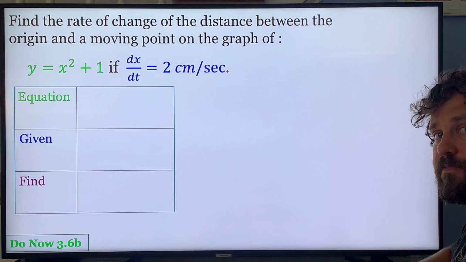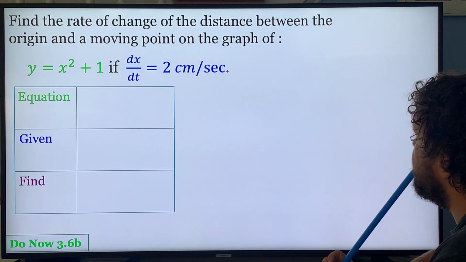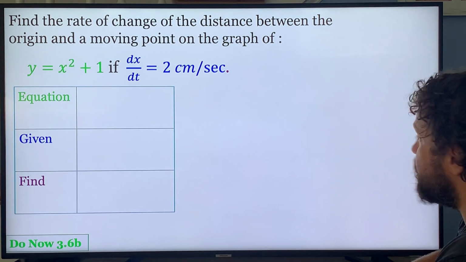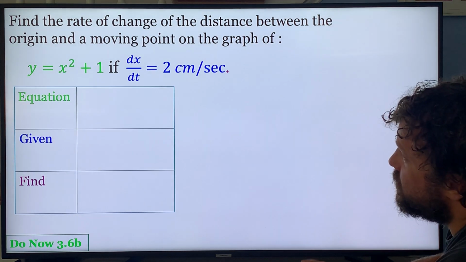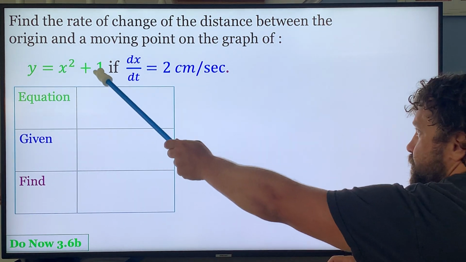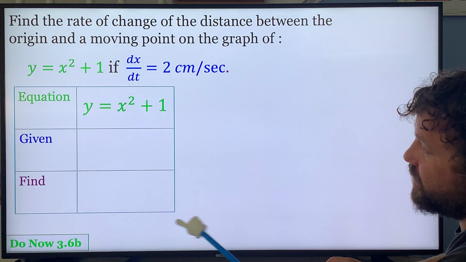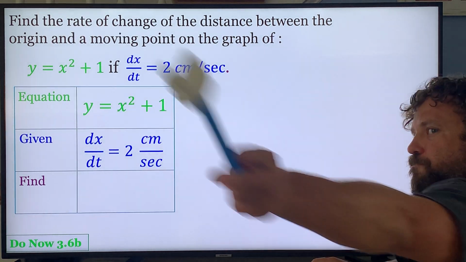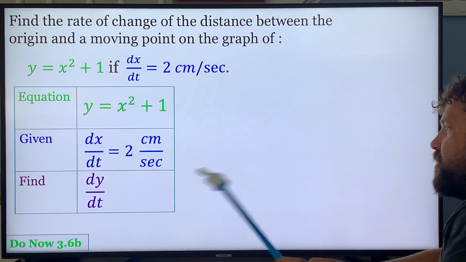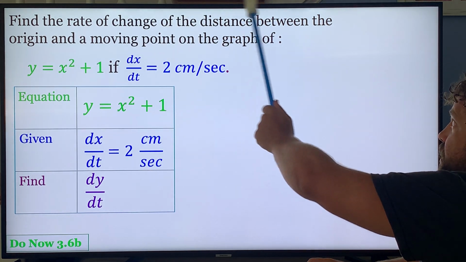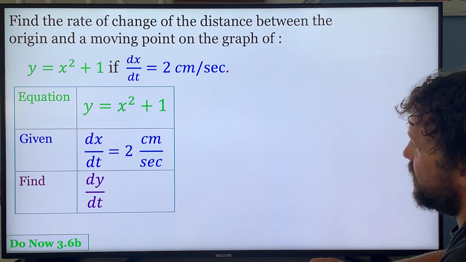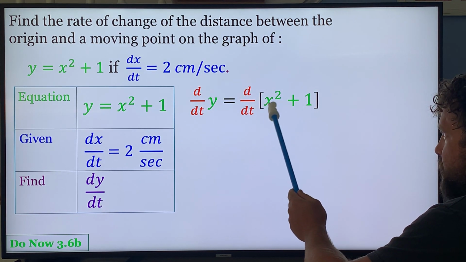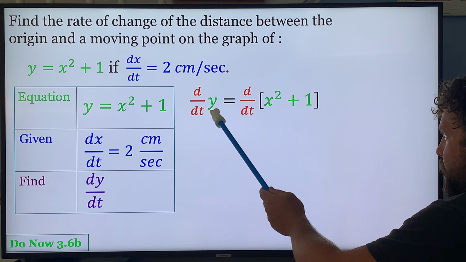Ready for the next one? We'll go easier. Find the rate of change of the distance between an origin and a moving point on the graph y equals x squared plus 1 if dx dt equals 2 centimeters per second. So what's the equation? It's never going to be this easy, but this was your do now, that's why I made it easy. dx dt is given to you. So what do we have to do to this equation? Derive it in terms of t. We're looking for dy dt, the rate of change of the distance between the origin and the moving point. So d dt of y equals d dt of x squared plus 1. Derivative of y.